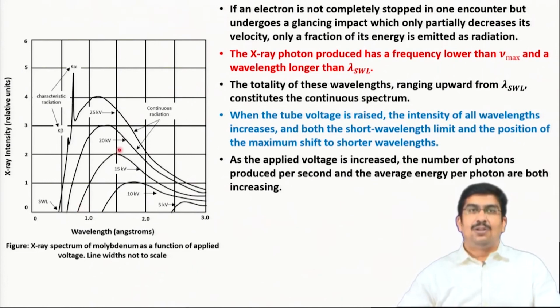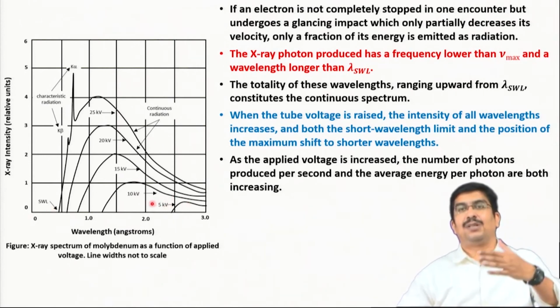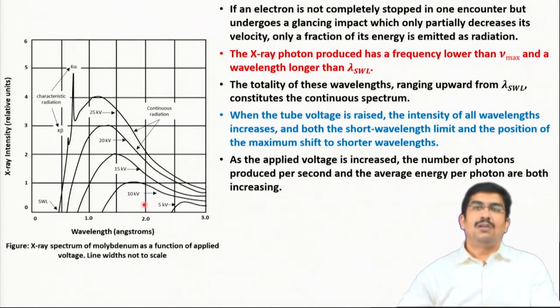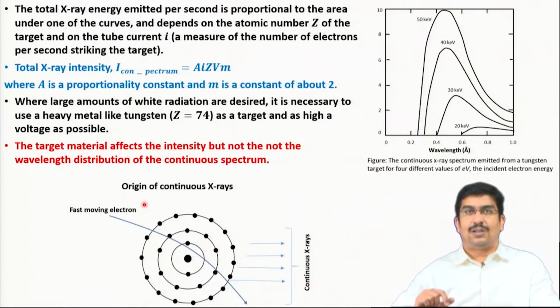So the maximum will shift to shorter wavelength, the lambda SWL will shift to shorter wavelength, and the intensity of the X-ray beam that is produced, or the number of X-ray photons produced, will also be much higher if the tube voltage, the applied voltage, is increased.